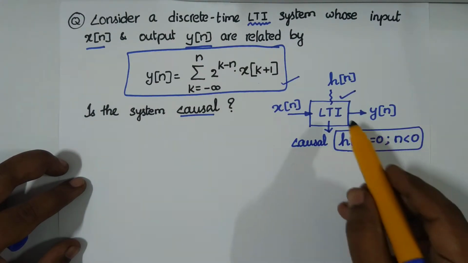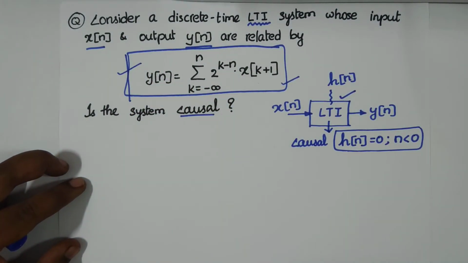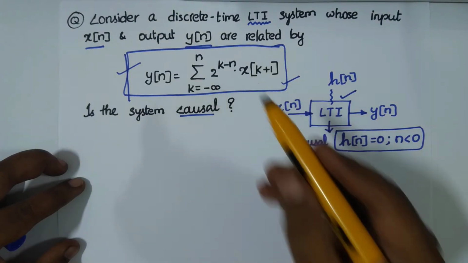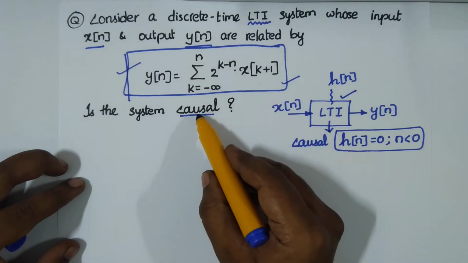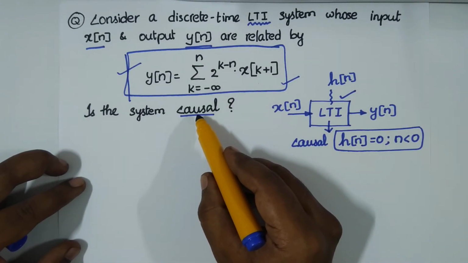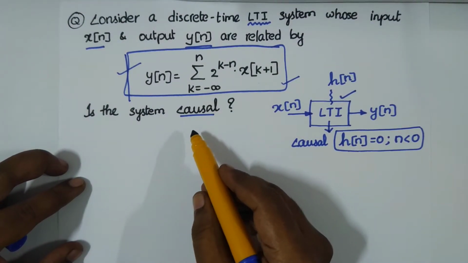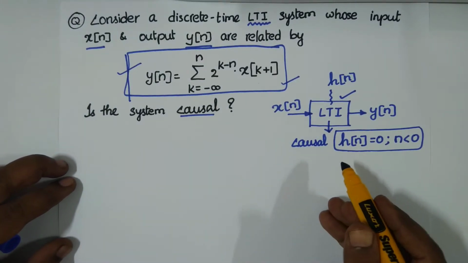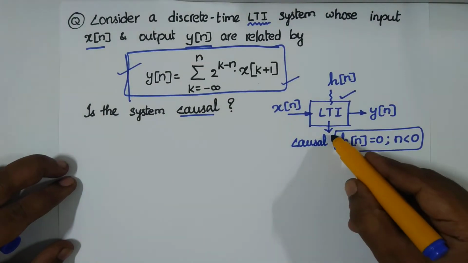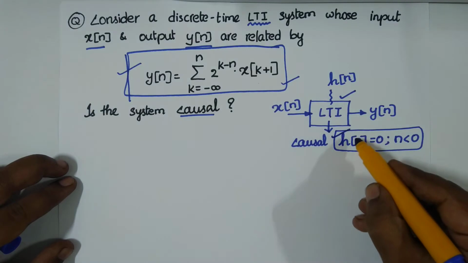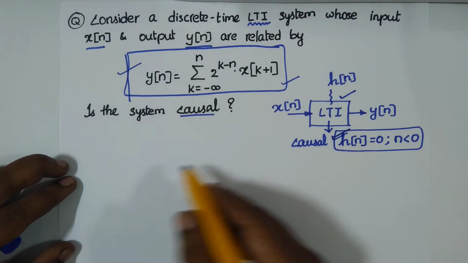To show this, we have a question this way. Now we have to check whether or not this system is causal. Causal belongs to Signals and Systems. First of all, we need to find h of n. Whenever you have an LTI system, take its h of n to test its causality. That's it, very simple.